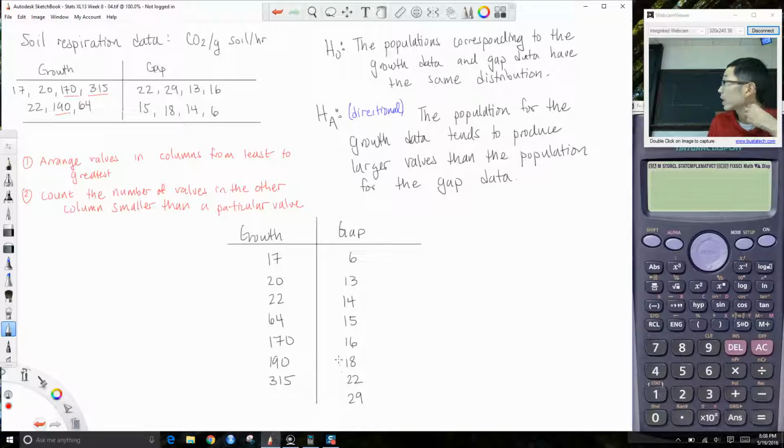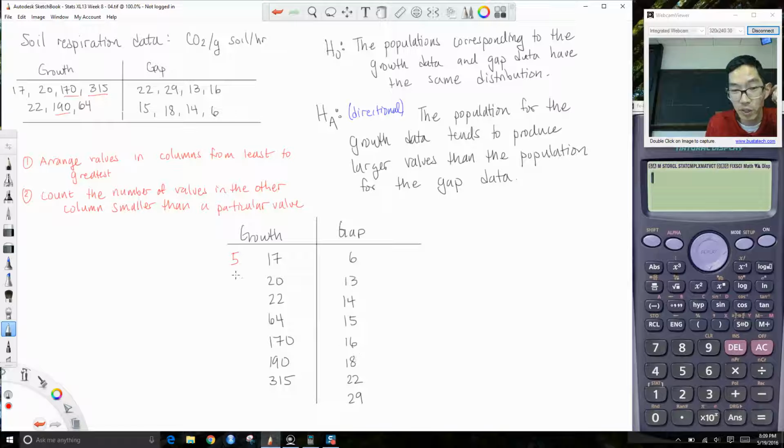And so for each value over here, I'm going to look in the other column and count how many values are smaller than this one. So I start at 17 and I go, in the other column I've got 1, 2, 3, 4, 5. 5 values, so 16, 15, 14, 13, and 6. 1, 2, 3, 4, 5. 5 values are smaller than 17.